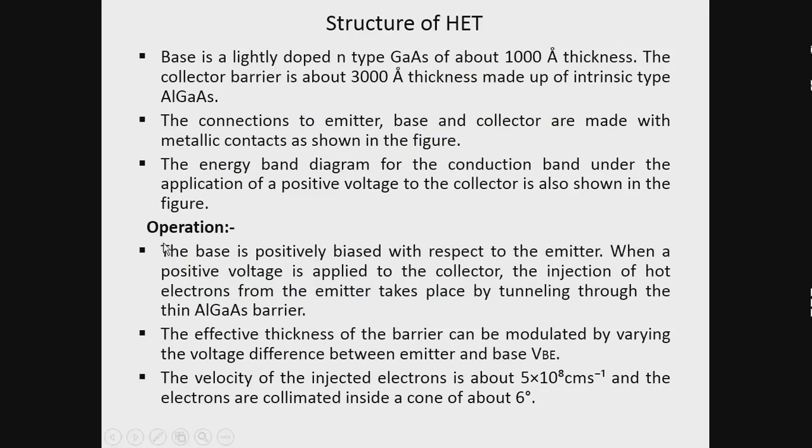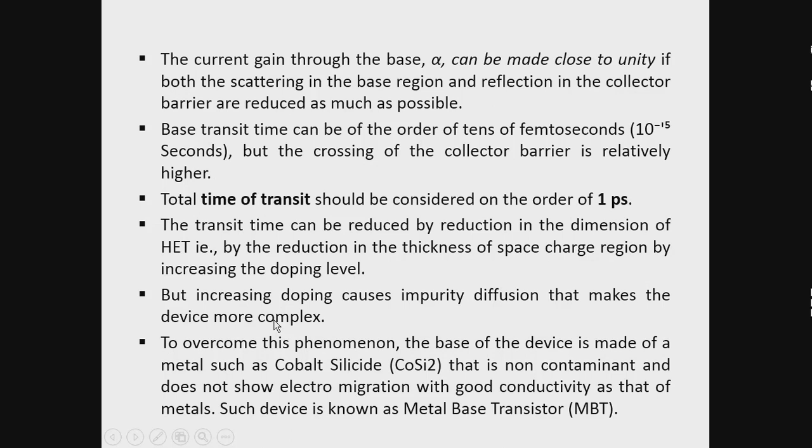Now let us consider the operation of this device and how it is operated, and the energy band diagram also we will see here. Usually the transistor will be operated by giving suitable biasing on its base. The base is positively biased with respect to the emitter. When a positive voltage is applied to the collector, the injection of hot electrons from the emitter takes place by tunneling through the thin aluminum gallium arsenide barrier here that we have seen.